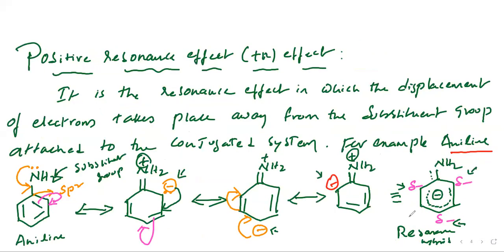Next, the resonance effect is of two types. Positive resonance effect means the shifting of lone pair of electrons from the substituent group towards the benzene ring. The displacement of electrons takes place from the substituent group to the benzene ring, or from the substituent group to the conjugate system. That we call the positive resonance effect. In the positive resonance effect, which charge is delocalizing?